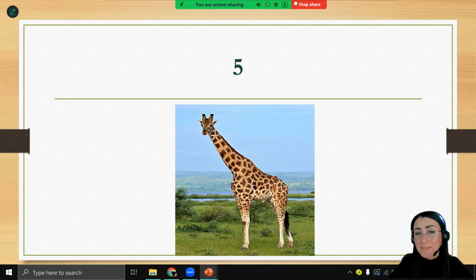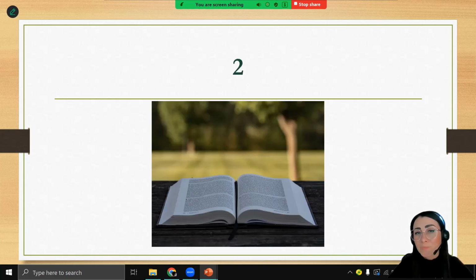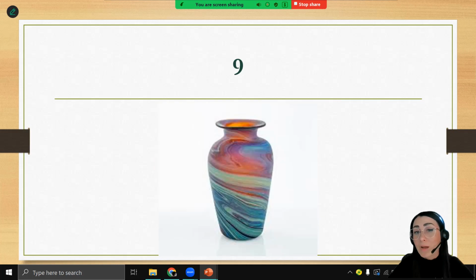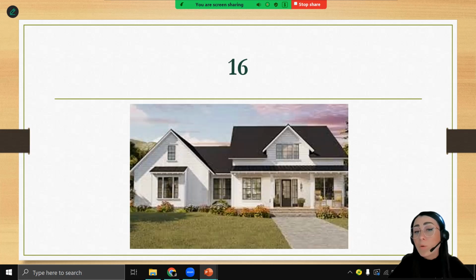How old is it? It is 5. How old is it? It is 2. How old is it? It is 9. How old is it? It is 16.